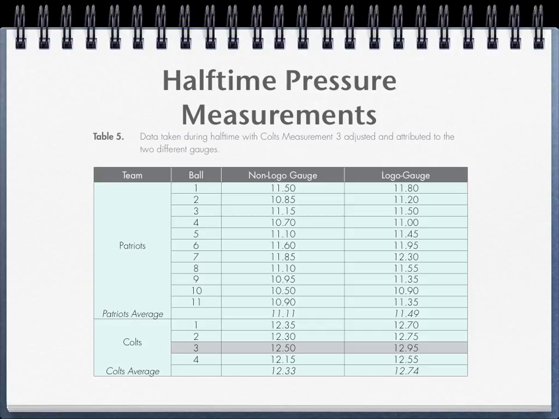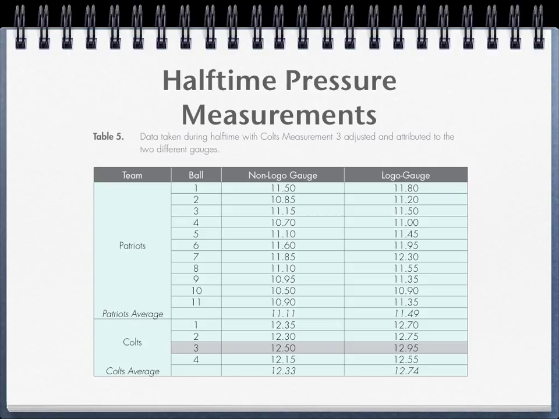Unfortunately, the balls were not sequestered and allowed to reach equilibrium at a known temperature. And so this is actually the evidence that exists as to what the pressures were, for whatever reason, for the footballs during the first half. The average football pressures are given at the bottom of the Patriots and the Colts numbers.